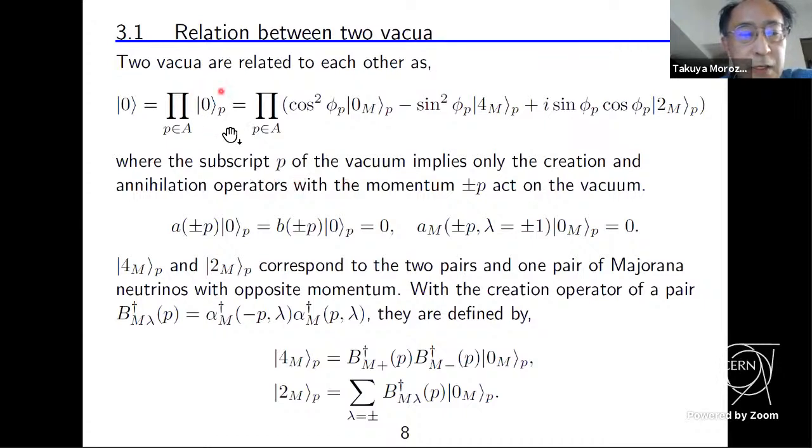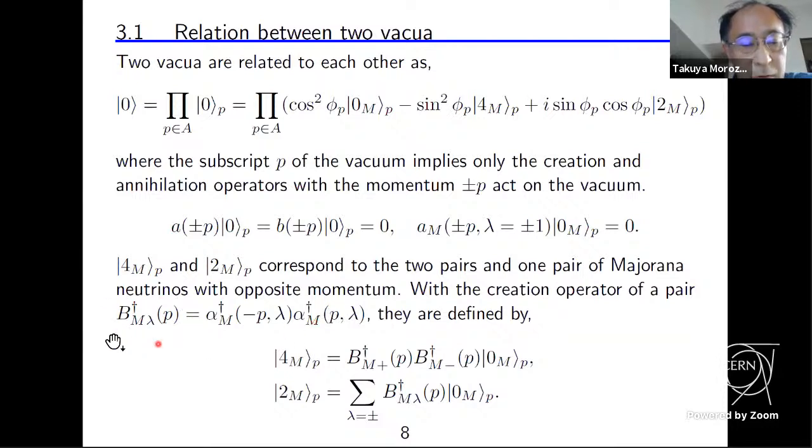And this 0P is not a vacuum in terms of the Majorana operators. It is a superposition of the Majorana vacuum, the four Majorana state and the two Majorana state. That is written here. So here 4M and 2M correspond to two pairs and one pair of Majorana neutrinos with opposite momentum. So they are defined using the Majorana pair creation operators.